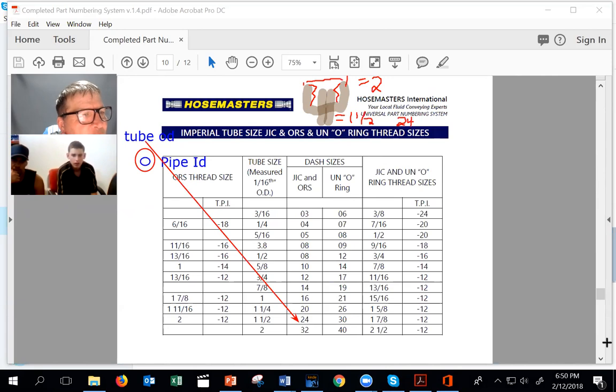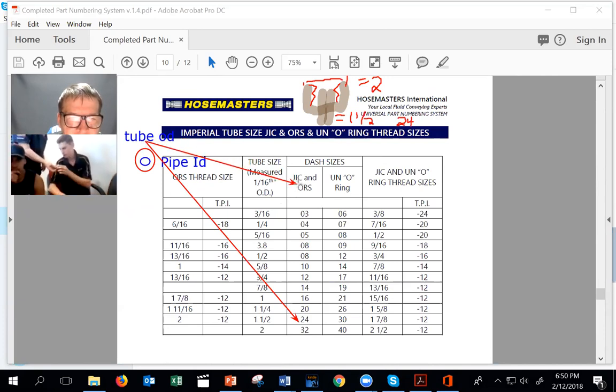You can measure the tube with that and get an accurate thread size. You understand my point? Right, okay. So now, what we're going to talk about, that's ORSF. Now, you're talking about JIC. JIC is a tube fitting. You see that? Both ORSF and JIC are tube fittings.